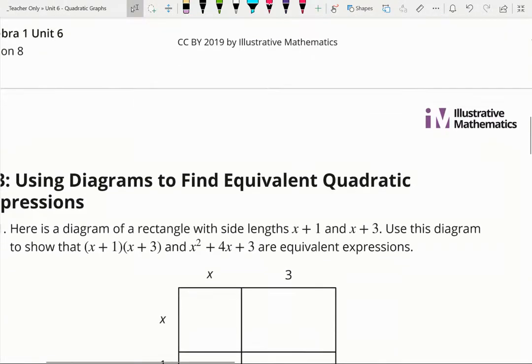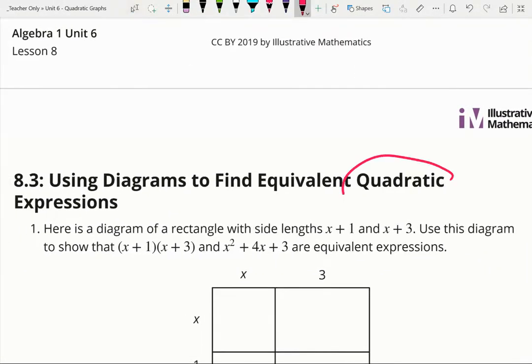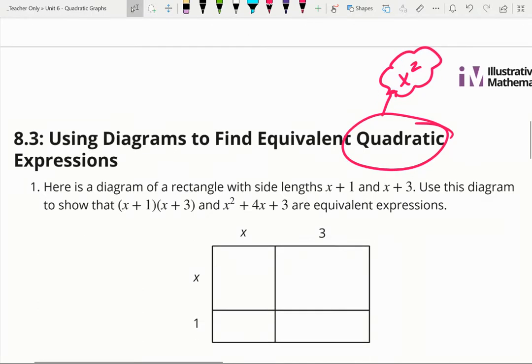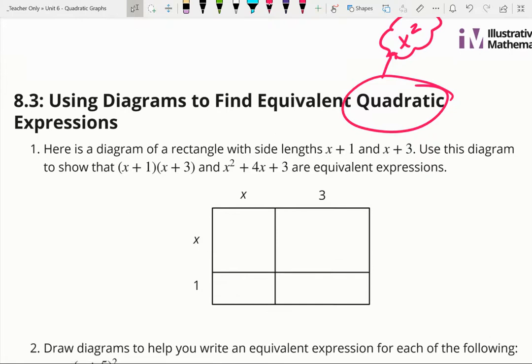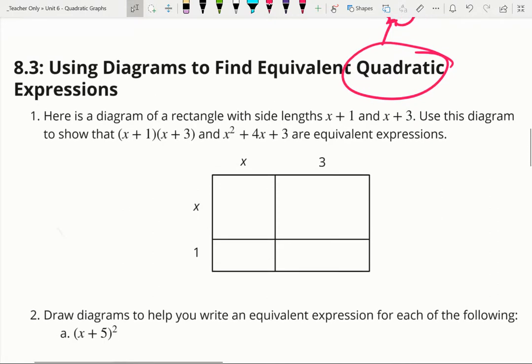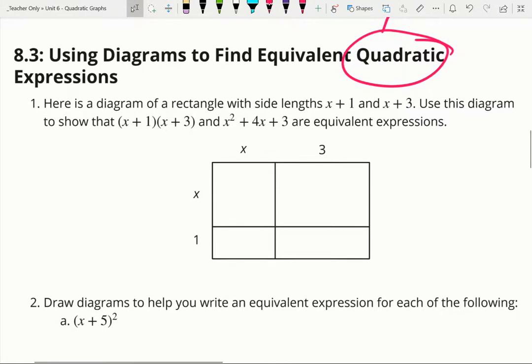So we're trying to relate this back to our earlier work about quadratic expressions. And remember, a quadratic is thinking about that x squared. That's the big idea there. So you notice that we started to get some square terms. And so this is why we're relating this to quadratic functions. So here we go in question 1.